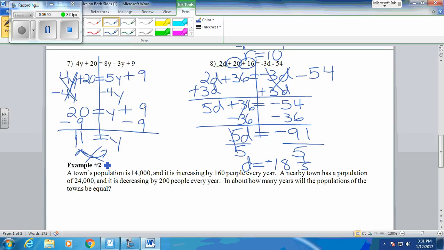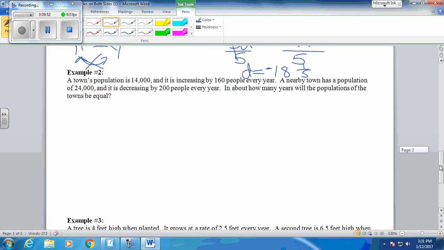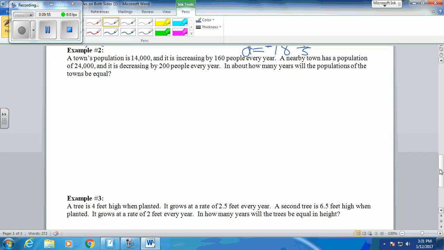And then now, of course, we're going to get to writing equations and then solving them. So question number 2 says a town's population is 14,000, and it is increasing by 160 people every year. A nearby town has a population of 24,000, and it's decreasing by 200 people every year. In about how many years will the populations of the towns be equal?